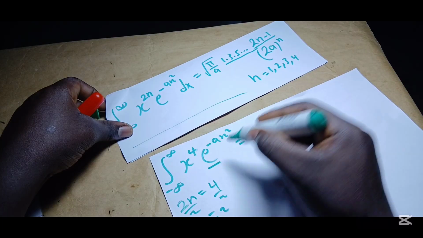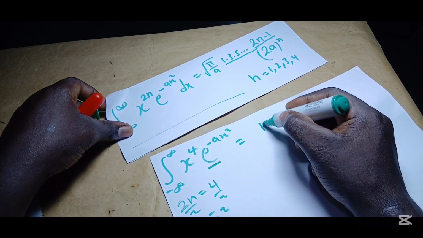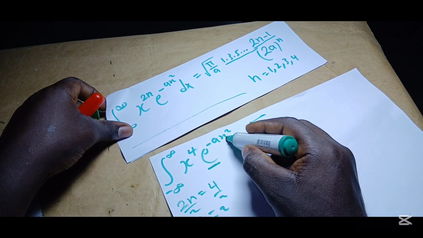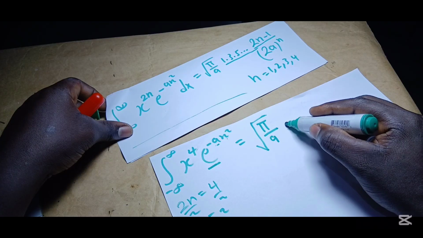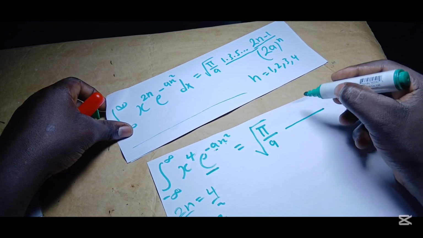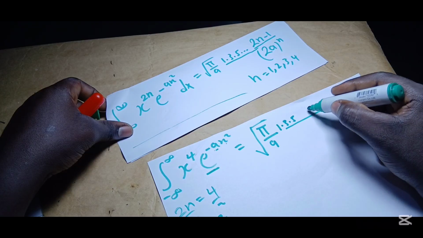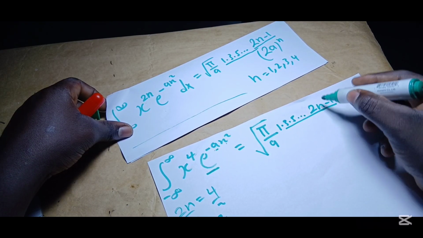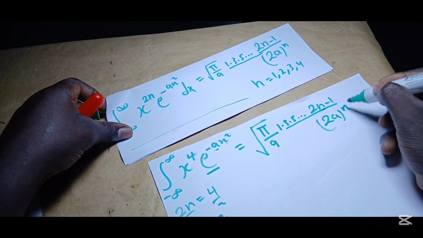We know that this whole term here, e to the power minus a x squared, is going to give us square root of pi over the coefficient of x squared. In here it is a. So a. We are going to bring everything here. So all numbers up to 2n minus 1 over 2a to the power n.